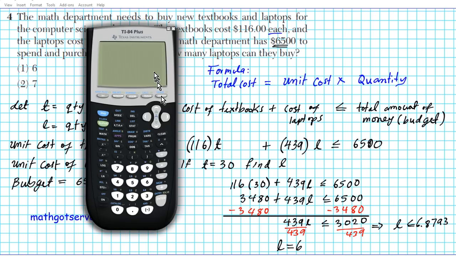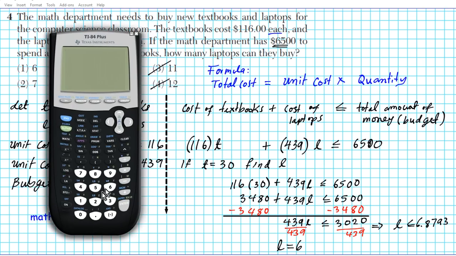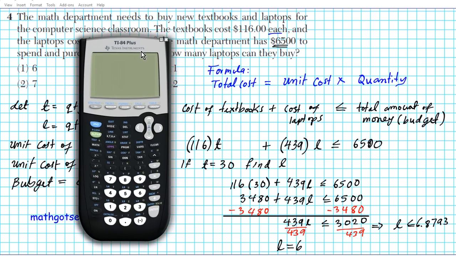Let me illustrate what I'm saying to you real quick. Let's work with the original values. 116 times the number of textbooks, which is 30, plus 439, the cost of laptops, times the amount we said, which is 6, enter, we get $6,114.